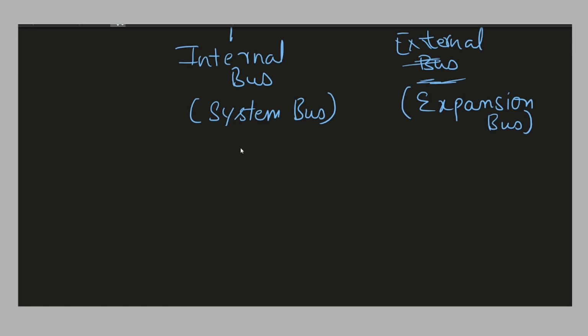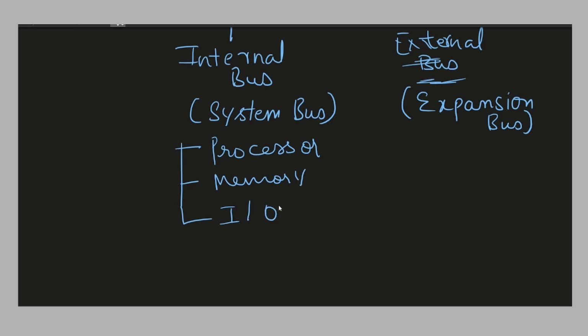Now the system bus, which components does it connect? Basically, the major components: the processor, memory, and IO, which is basically like the motherboard. And external devices are things like hard disks and floppy disks. So that is the external bus and internal bus.